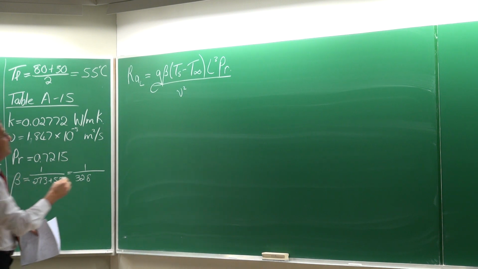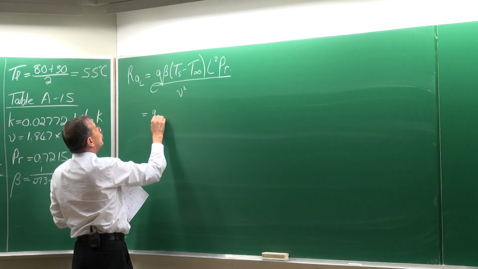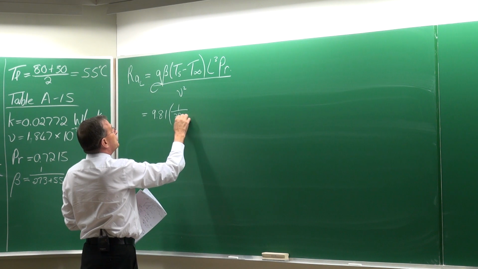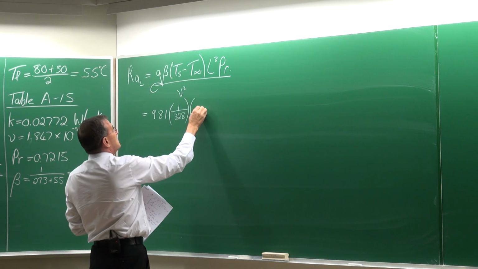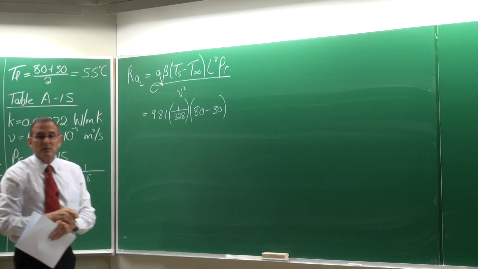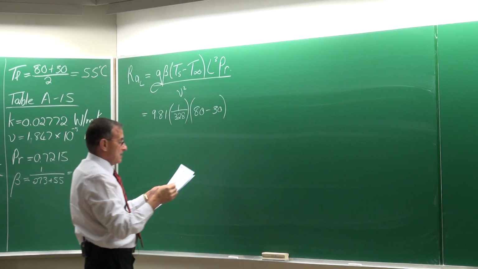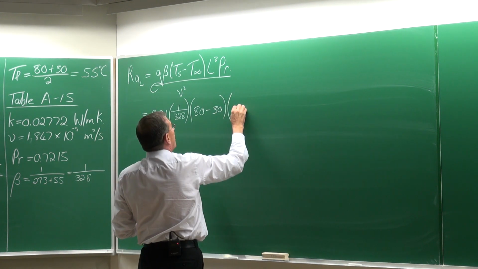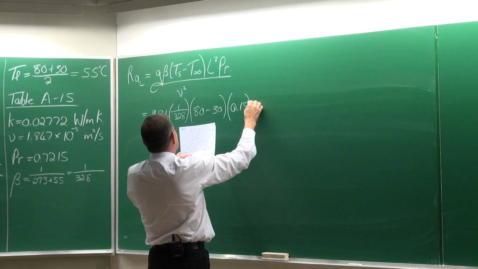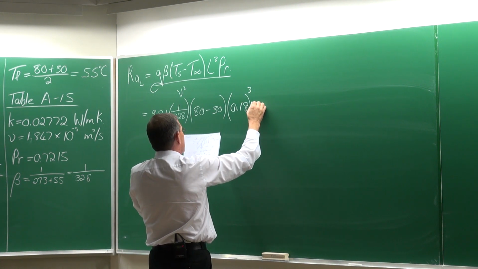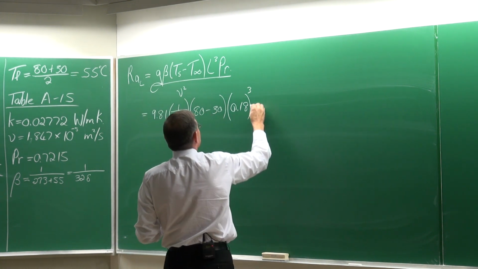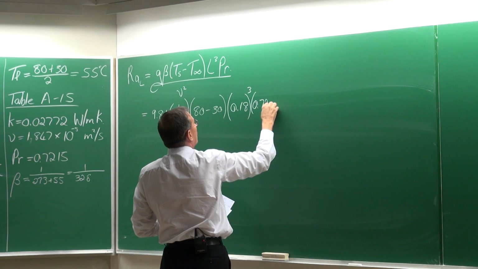Okay. g is equal to 9.81. Beta is equal to 1 divided by 328. The temperature difference of the surface is 80, minus that of the environment, 30. The length is equal to 0.18 to the third, multiplied by the Prandtl number, and the Prandtl number is equal to 0.7215.